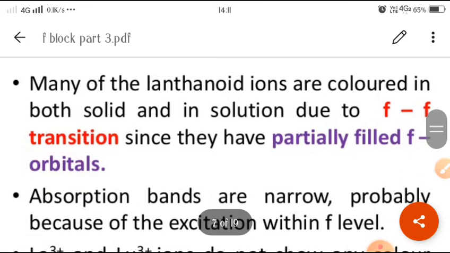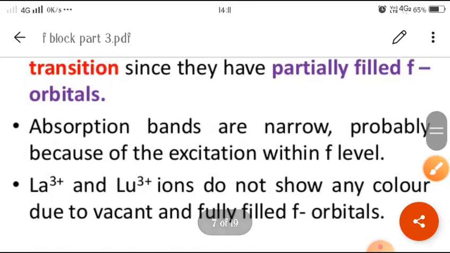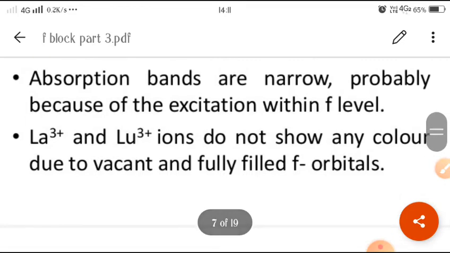Now many lanthanides are colored because of incompletely filled f orbitals. There is a possibility of an electron from f to jump into another f orbital, and this is called f to f transition. Due to f-f transition, electrons get excited and they emit color, that is why they are colored. Just like in the d block there were unpaired electrons, so there was d-d transition and there also was color, here it is f-f transition, that's the difference. The absorption bands are narrow probably because of the excitation within the f level.